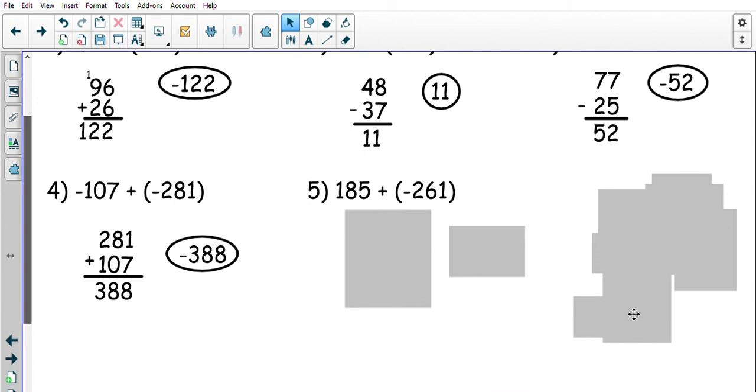Again, think of that number line. We're going to go to the left 107 and keep going to the left 281 more units. Thank goodness we don't have to make a number line for this, right? We end up at negative 388. We're still in negative territory.